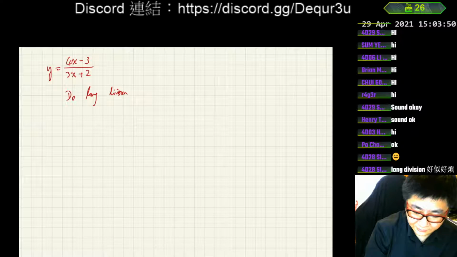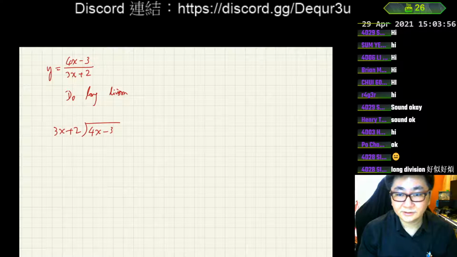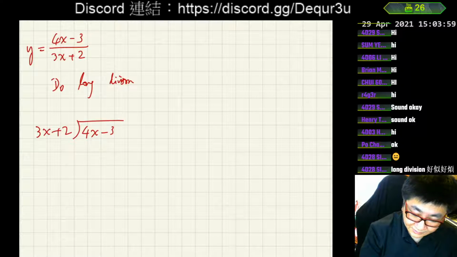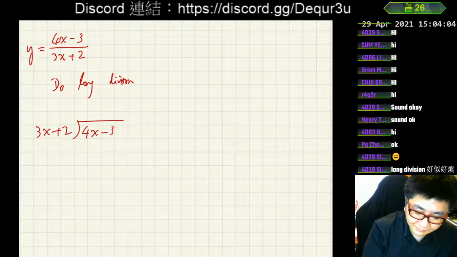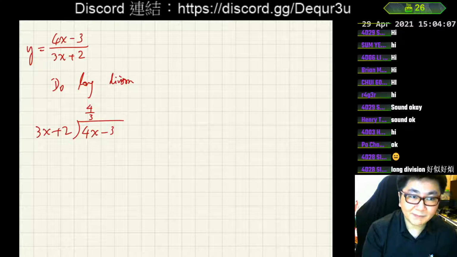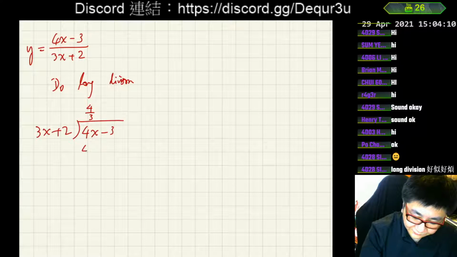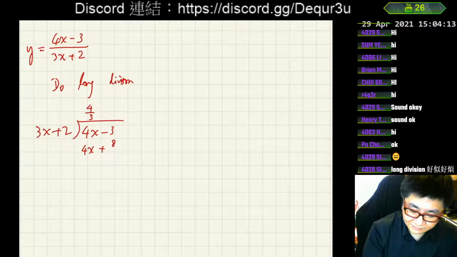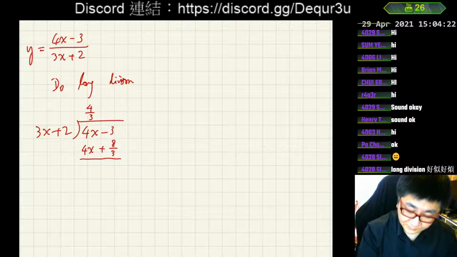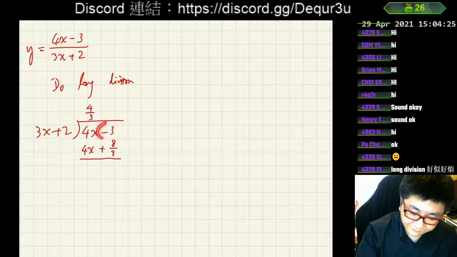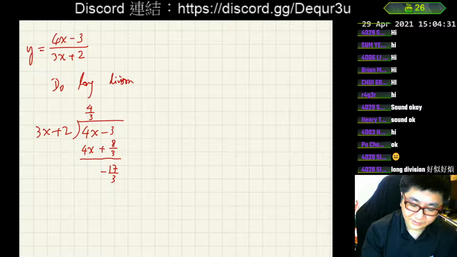If we do long division, it will be 4x minus 3 divided by 3x plus 2. We make the first term match the first term. How do we make 3 into 4? We multiply by 4 over 3. By multiplying with 4 over 3, we have 4x plus 8 over 3. The fraction is a little bit complicated, but they are still just numbers. Then we do a subtraction: negative 3 minus 8 over 3 gives negative 17 over 3. And this is indeed the remainder.